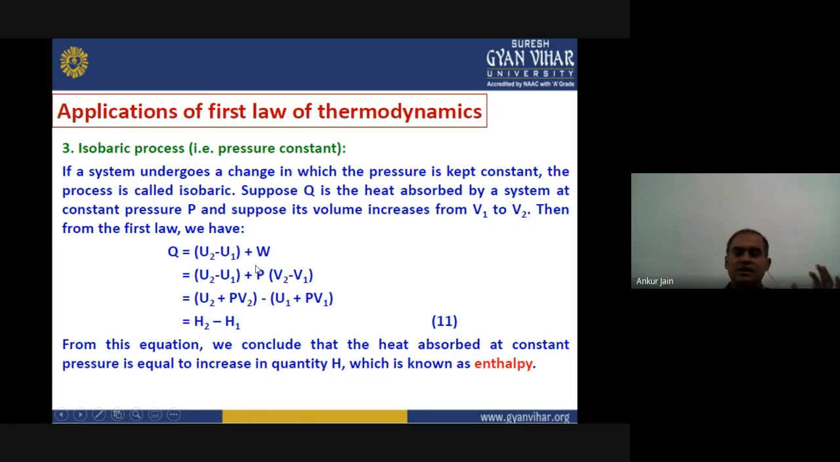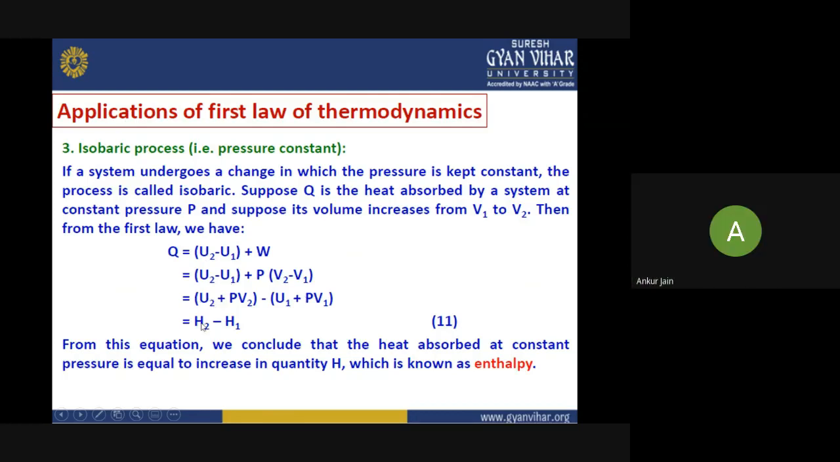Now let us collect the terms corresponding to state 1 and the terms corresponding to state 2. It will become (U2 plus PV2) minus (U1 plus PV1). So this is corresponding to state 2, this is corresponding to state 1, and together we can write U2 plus PV2 as a quantity H2, minus U1 plus PV1, similarly H1. So that is a new term which is known as the enthalpy of the system.